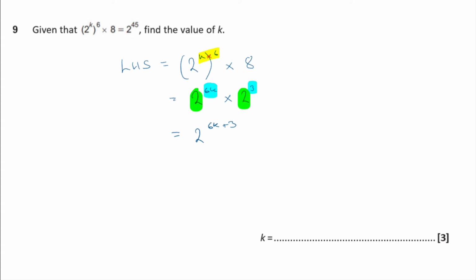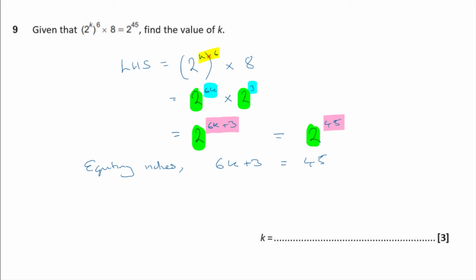Okay, so we know the left hand side is equal to 2 to the power of 6k plus 3, and we know that that is equal to the right hand side, which is 2 to the power of 45. Again, we've got 2 on both sides, so we can compare the indices. That bit there must be equal to that bit there. So equating indices, I know that 6k plus 3 is equal to 45.